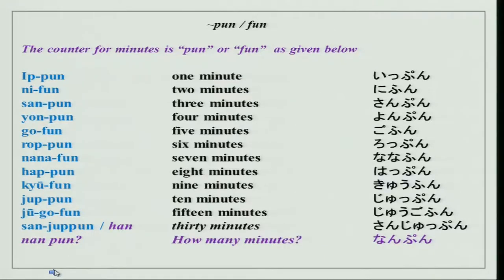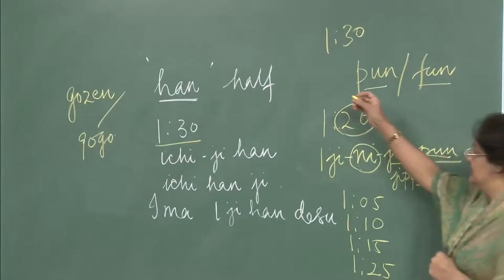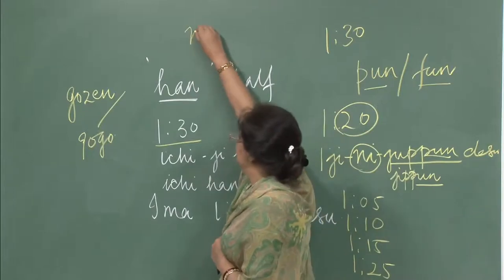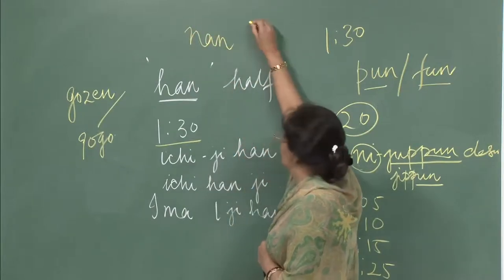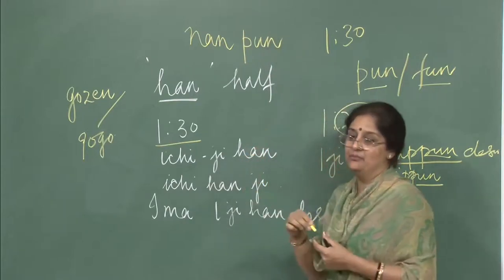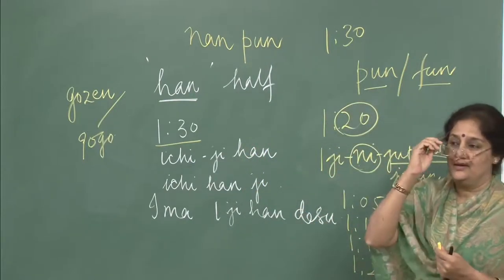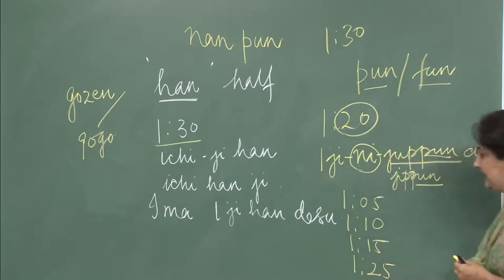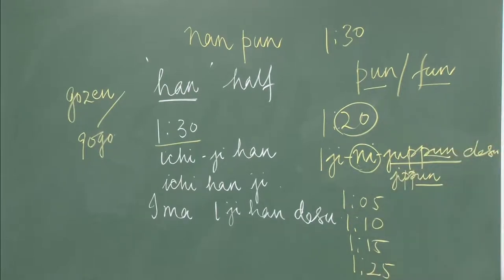And of course, when you have to ask how many minutes, you can use the question word nan with pun. So it becomes nampun. Ima nampun desu ka? Class wa ichiji nampun kara desu ka? So you can ask any of these questions, any of this which we have done earlier.